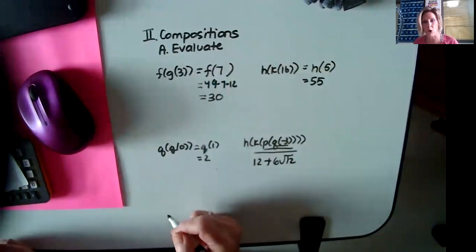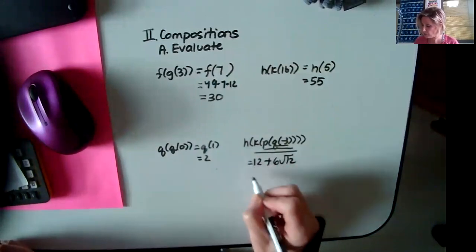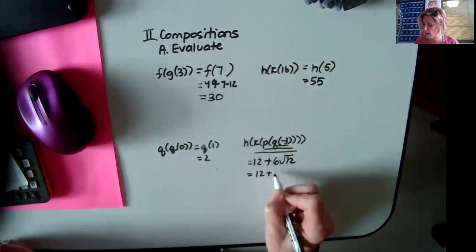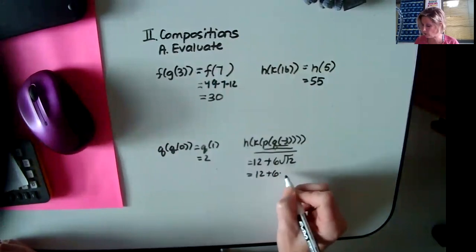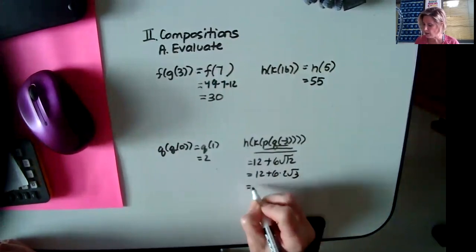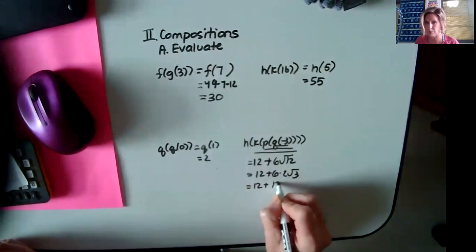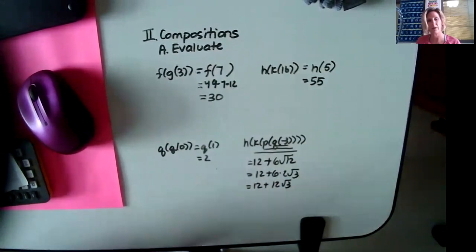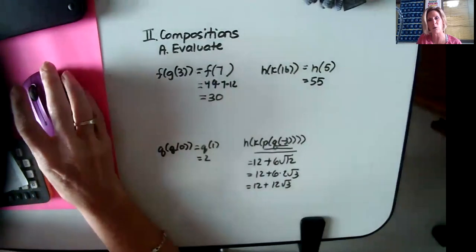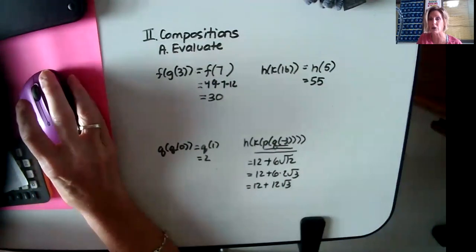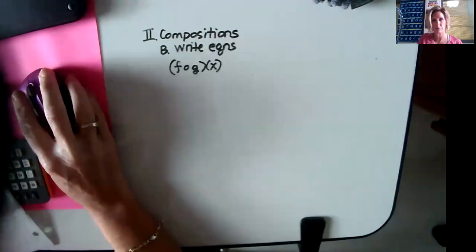So I've done the right work. I just need to finish it. So I know that 12 is 4 times 3, so that's 2 square root 3. So my final answer is going to be 12 plus 12 square root 3. So I know that you feel comfortable with evaluating. Let's move on to writing equations.